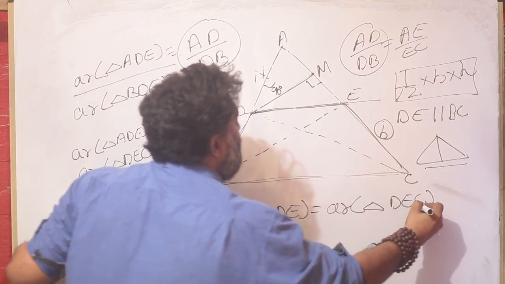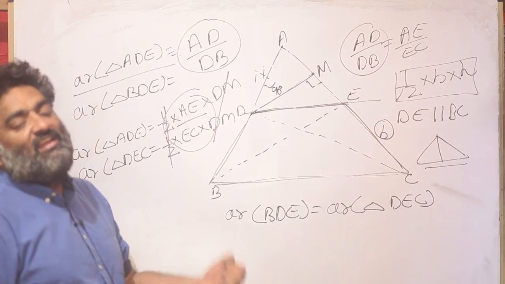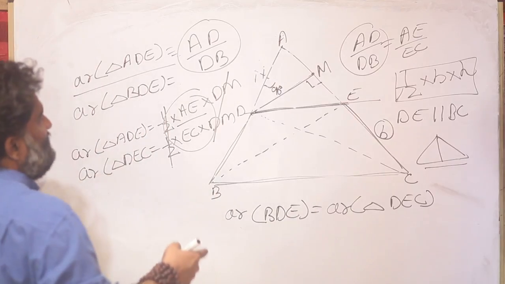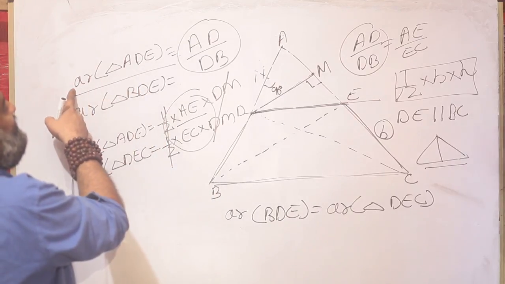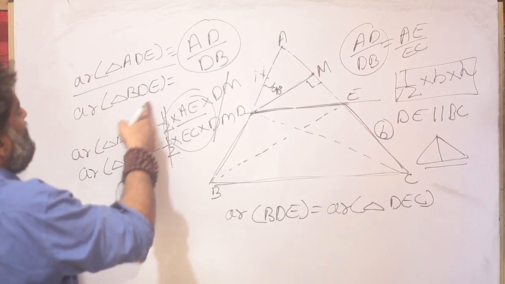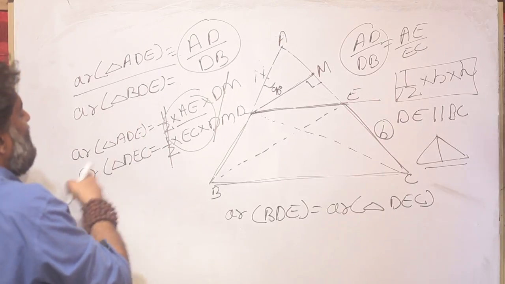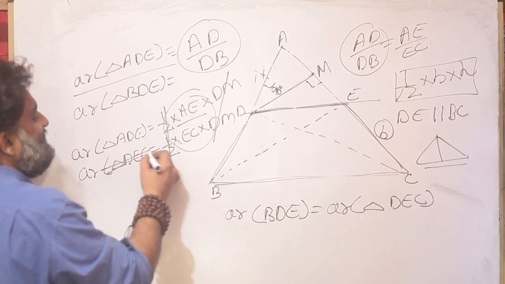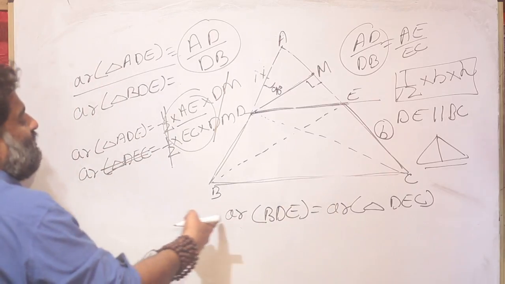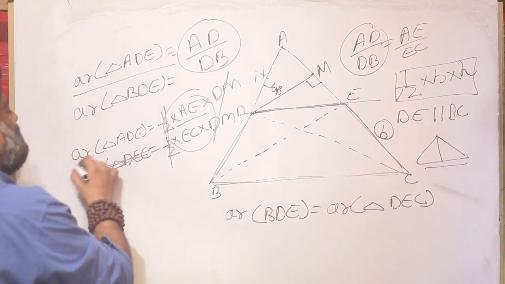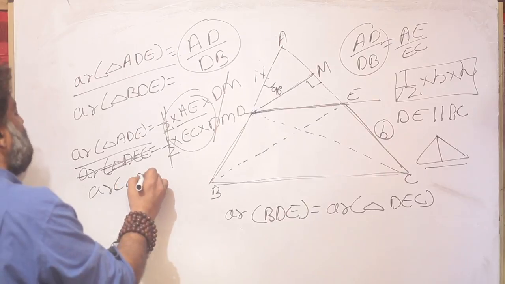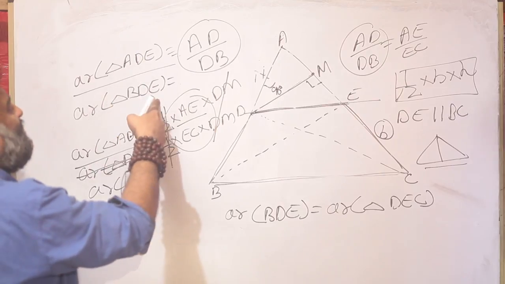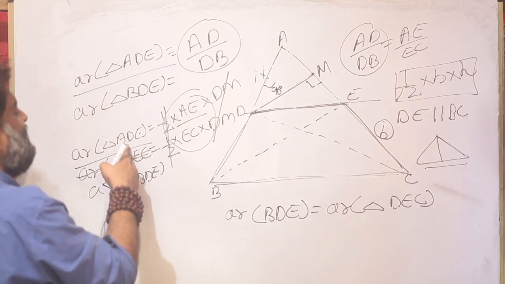And what is the theorem behind it? Triangles between the same parallels having the same base have equal area. So I know these two triangles are equal to each other. Now notice this result. This was area of triangle ADE upon triangle BDE. This one was area of triangle ADE upon area of triangle DEC. We have already worked out the values, but instead of area of triangle DEC, can I not write area of triangle BDE? So I can write area of triangle BDE. So this is area of triangle ADE upon area of triangle BDE. This is also area of triangle ADE upon area of triangle BDE.